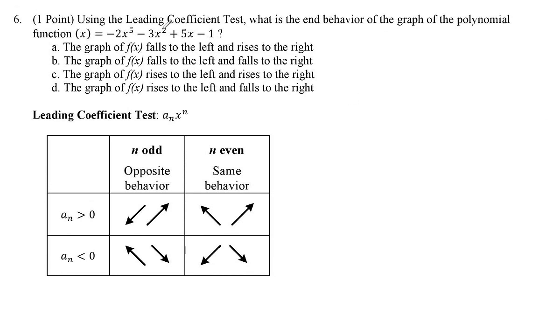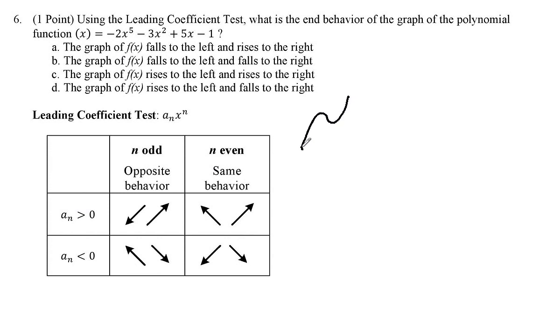And then number 6, they want us to use this leading coefficient test to see what the end behavior is for a polynomial. So here's our polynomial. It's an odd degree, and it's got a negative coefficient. So I summarized the leading coefficient test down here. So it's looking at that highest power term, the leading coefficient. If n is odd, and your leading coefficient is greater than 0, then it goes down to the left and up to the right. So that would look something like this.